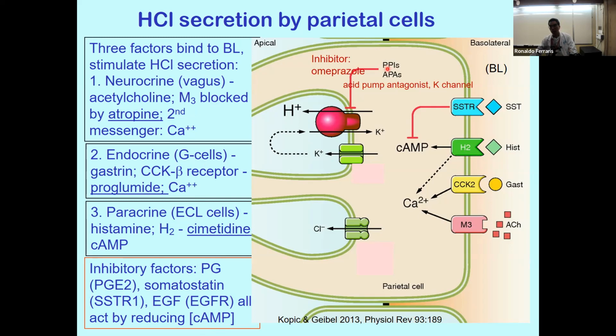The proton potassium pump by itself can be inhibited directly. These are called proton potassium ATPase inhibitors, and the classical one is omeprazole. So these are also now found over the counter.